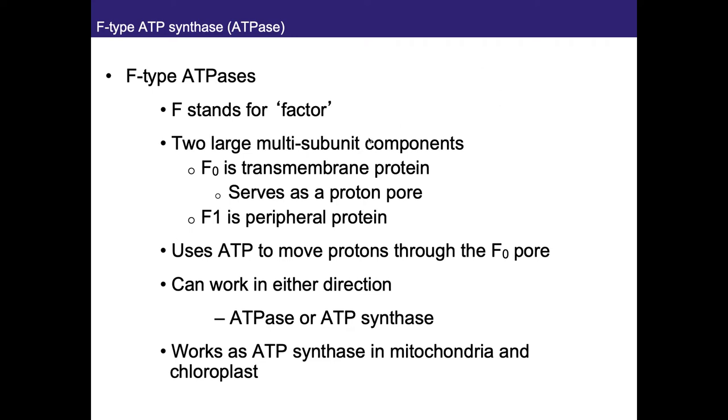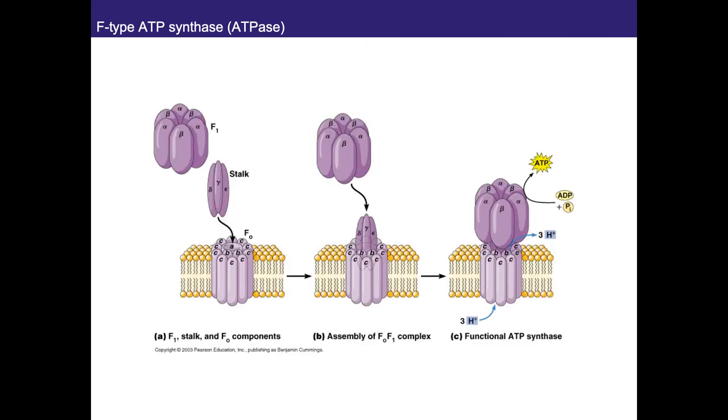Again, it's very large. You can see here there are two large multi-subunit components. F0 is the transmembrane spanning domain, or the integral protein, and it serves as the pore, and F1 is the peripheral protein. So how does that look? Let's take a visual of that. Here you can see the F0 right here is the pore region. It is the integral component, the one that is in the plasma membrane. And then the F1 is the peripheral protein, and it binds to the integral protein by the stalk region. The F1 is actually the ATPase. It has the ATP binding site.